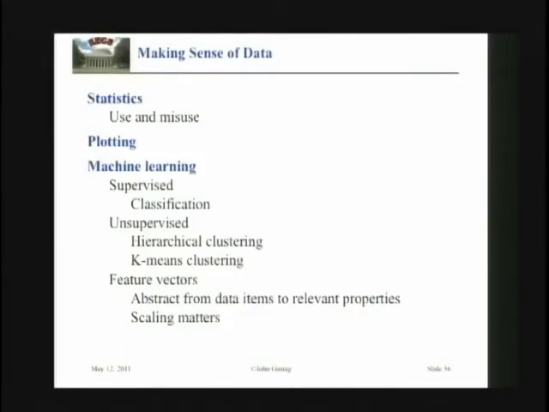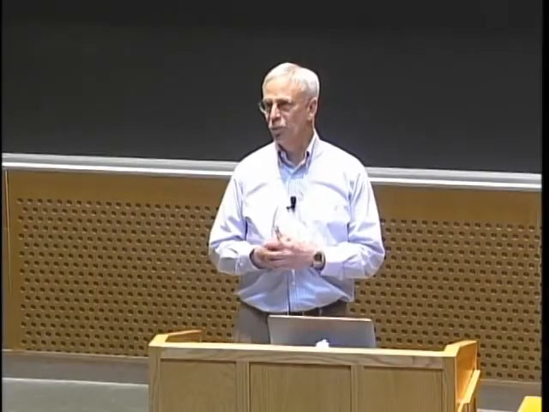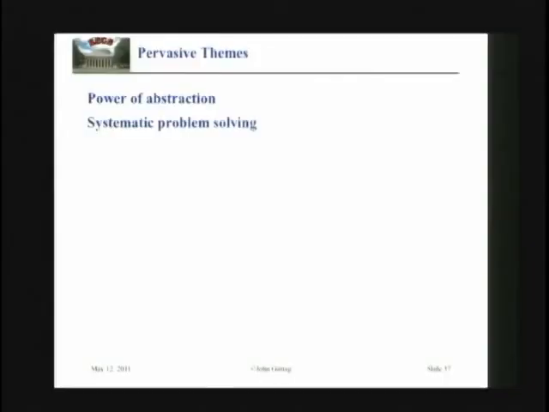We looked at making sense of data. We talked about statistical techniques, how to use them well, how to use them badly. We looked at plotting, and we spent some time on machine learning, supervised, unsupervised, and feature vectors, and spent a lot of time talking about how you choose the features, because fundamentally that's typically the difference between success and failure in the world of machine learning. Throughout it all, the pervasive themes were the power of abstraction and systematic problem solving.